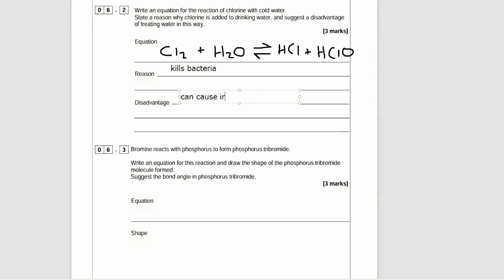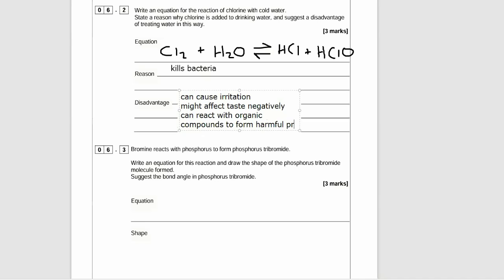Chlorine's toxic, but that's not the disadvantage. It's that it can cause irritation. When you go swimming without your goggles, your eyes hurt. Also, although you don't go swimming in your drinking water, it also might affect taste negatively. So some people don't like the taste. And also it can react with organic compounds, things like your plastic water bottles that you put your tap water in.